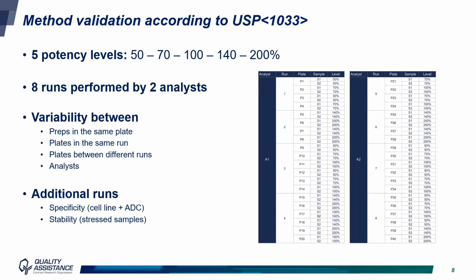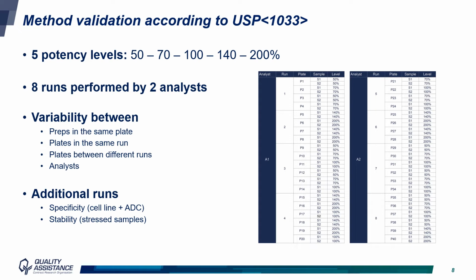During these runs, each potency level was repeated in the same plate to measure the intraplate precision, in a different plate but in the same run to measure the intra-assay precision, in a different run with the same analyst to measure the inter-assay precision, and finally during different runs performed by another analyst to measure the inter-analyst precision.